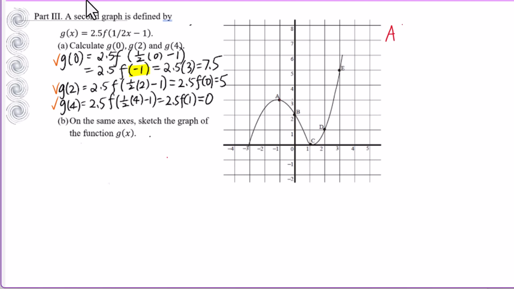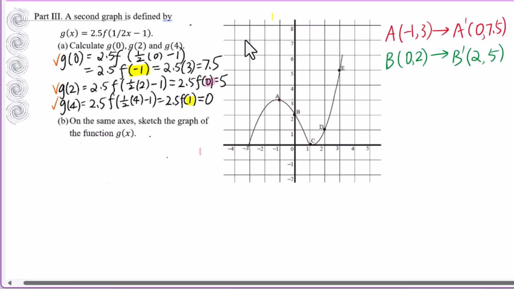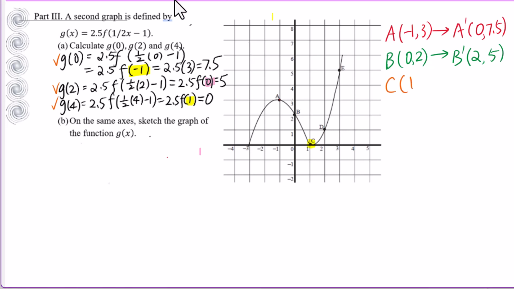This is A. Transformed to A prime, 0, 7.5. 0, 2, that is B, on f of x, transformed to B prime, 2, 5 on g of x. 1, 0, it's point C. To transform to C prime, 4, 0.